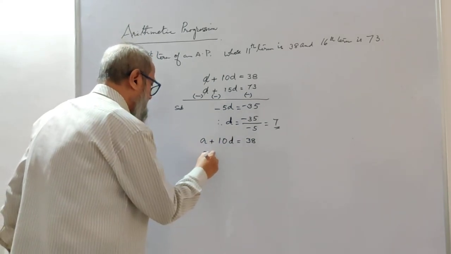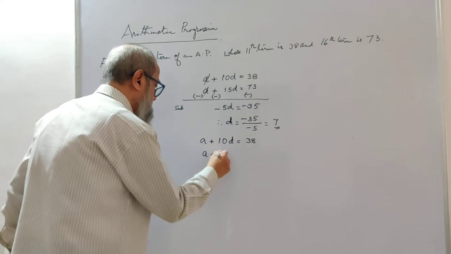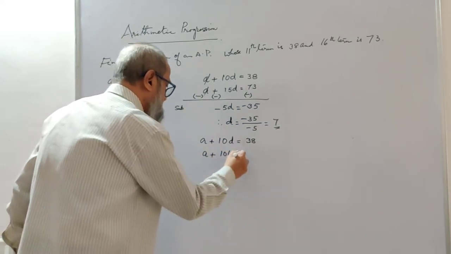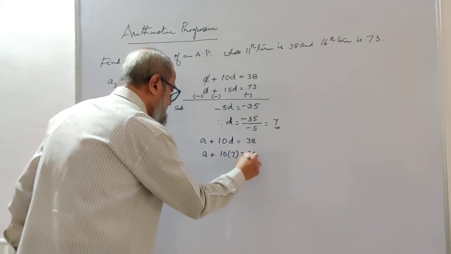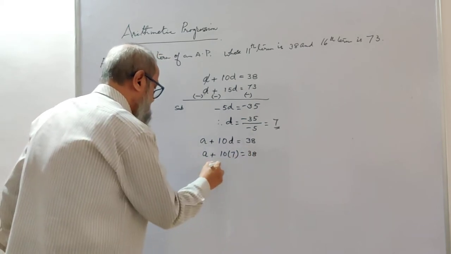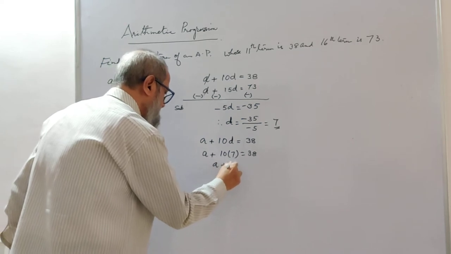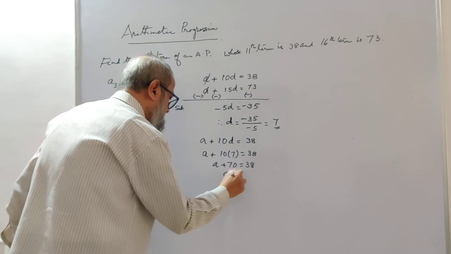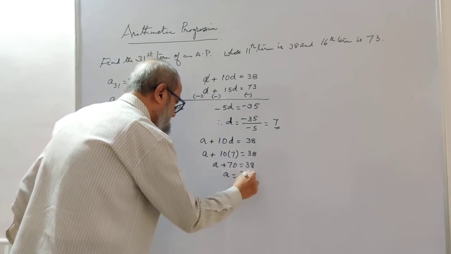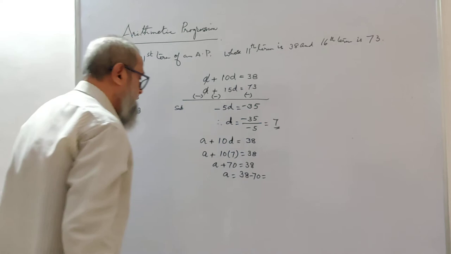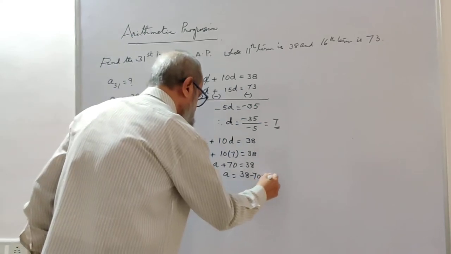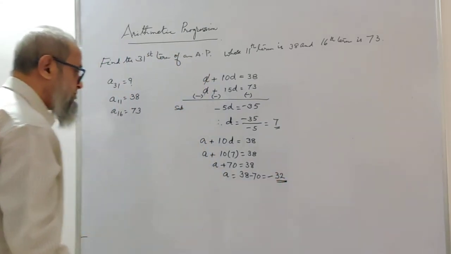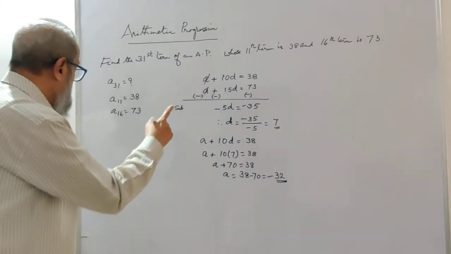So A plus 10D, 10 into 7, the value of D is 7, so 10 into 7 is equal to 38. Then what happens? A plus 70 is equal to 38. Hence, A will be equal to 38 minus 70. That will be minus 32. So now I got both A and D.